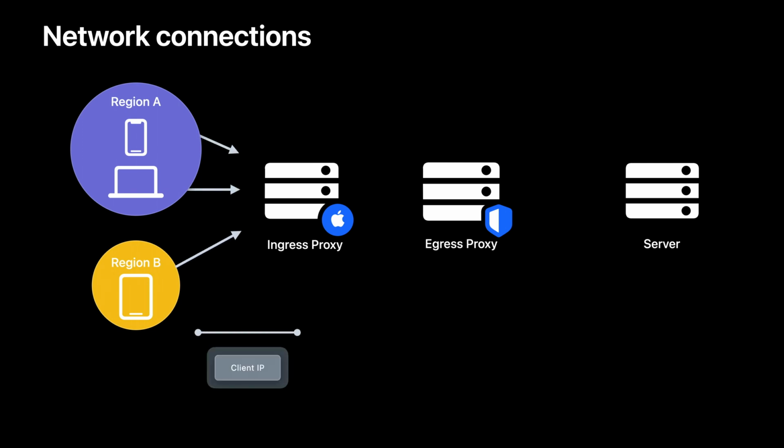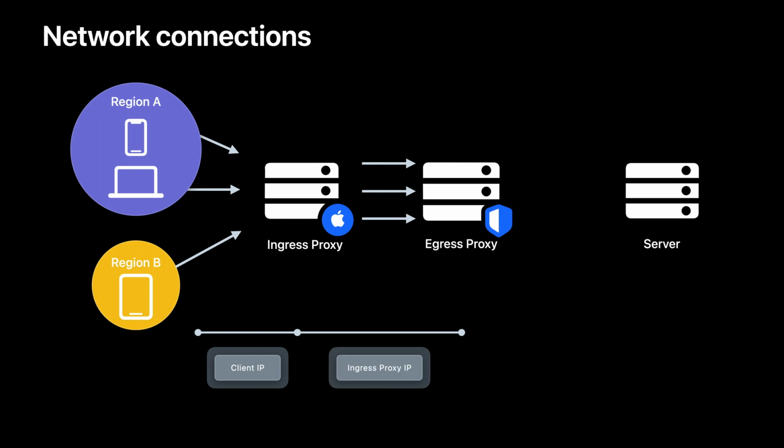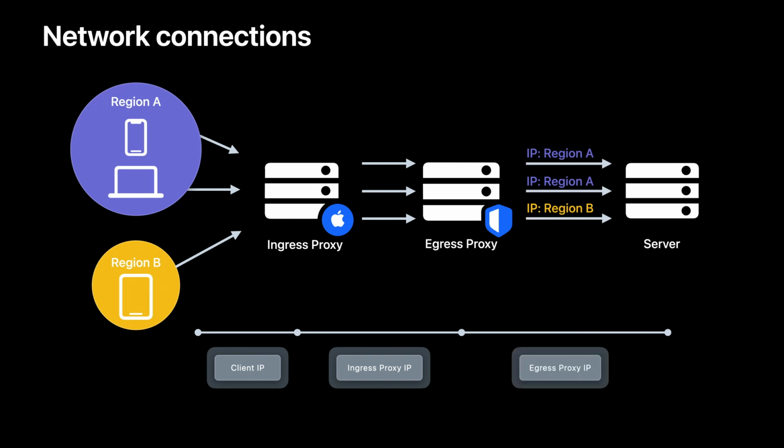When a device tries to access a server, it first sets up a network connection to the ingress proxy. This connection is set up using an IP address assigned by the network provider. The device then uses the ingress proxy to forward network requests to the egress proxy using the ingress proxy IP address. The egress proxy then forwards these requests to the destination servers by choosing an IP address that maps to the device's city or region.